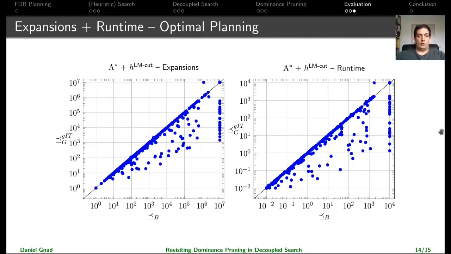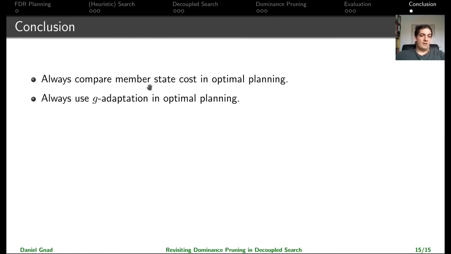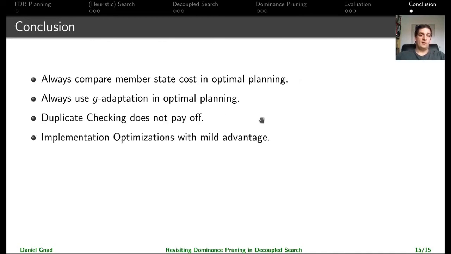Okay, so to conclude, as you have seen in the evaluation, it's always good to compare all member state costs in optimal planning and also to use the G adaptation. Duplicate checking most of the time does not pay off, but there are some special cases where it does. The implementation optimizations have a mild advantage, so it's always advisable to use them.